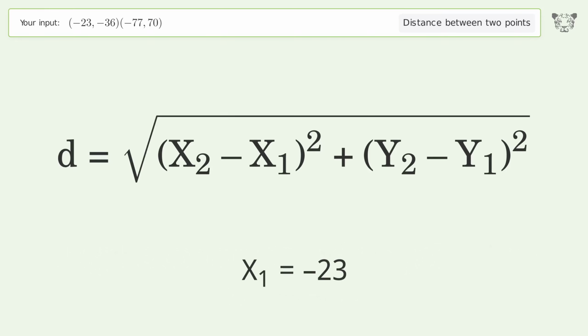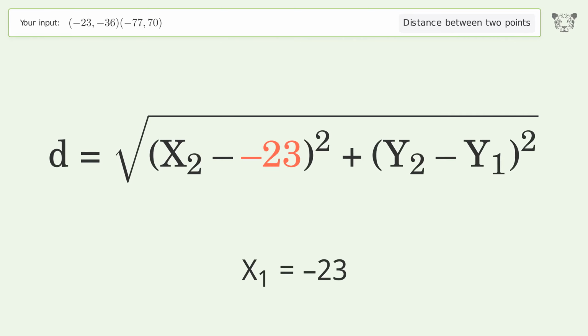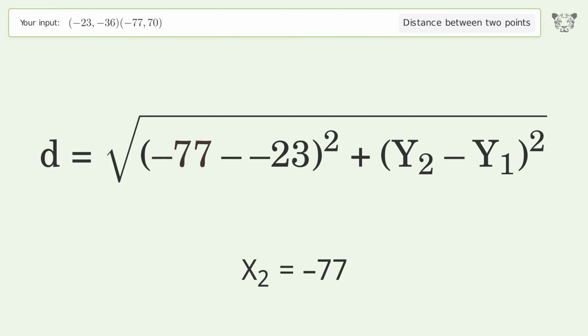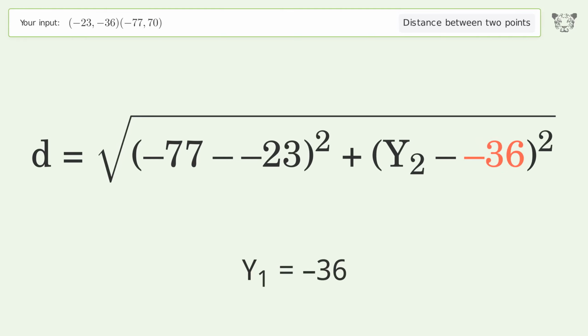x1 equals -23. x2 equals -77. y1 equals -36. y2 equals 70.